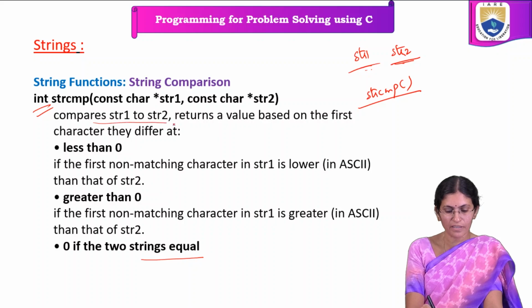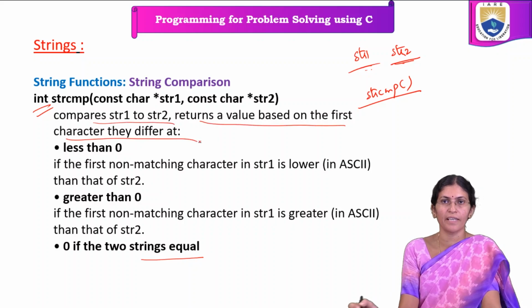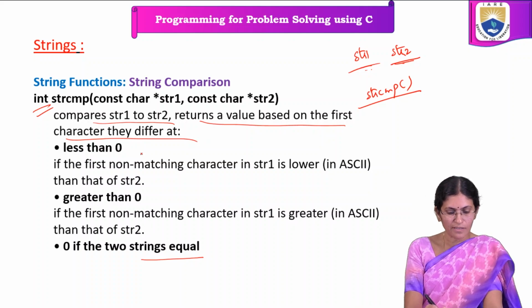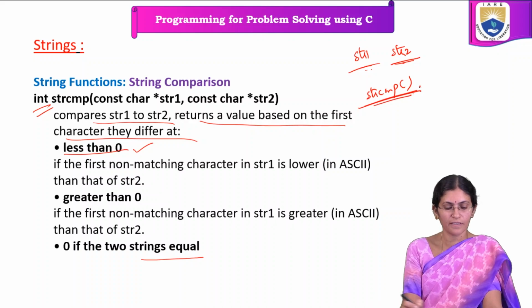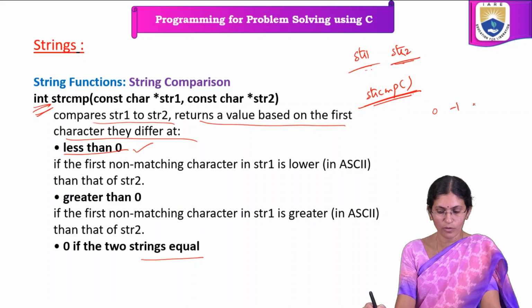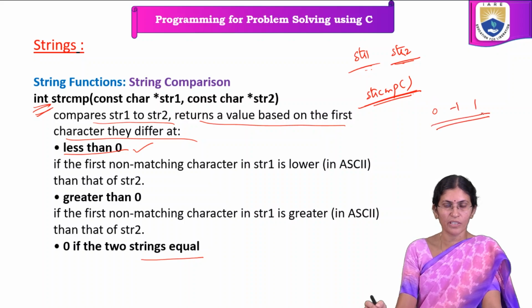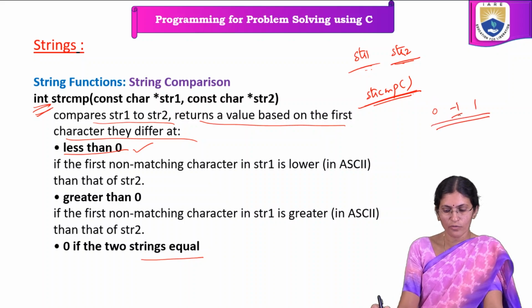As you can see, it compares string 1 to string 2 and it will return a value based on the first character where they differ. The return type of this function is an integer value. It will return either 0 or -1 or +1. If it is less than 0, we'll get -1.